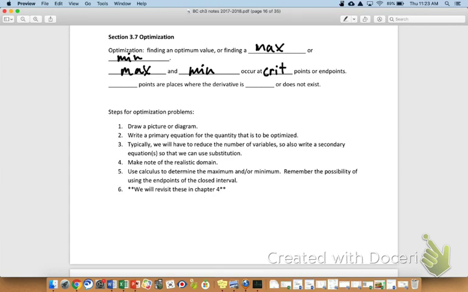And blank points, that would be critical points, are places where the derivative, or the rate of change, or whatever it is, is blank or does not exist. So are these not the things we've talked about several times already, over and over again?